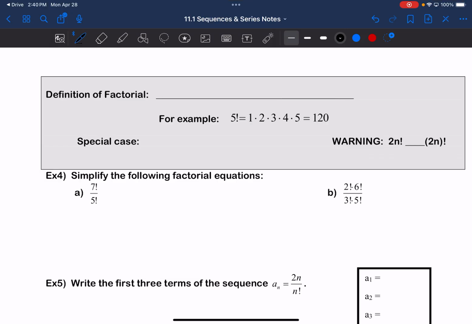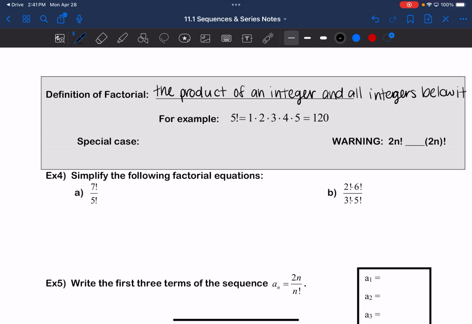So first of all, the definition of a factorial is that it is the product of an integer and all integers below it. So, for example, 5 factorial would be the product of 5 and all the numbers below it. So 1 times 2 times 3 times 4 times 5, right? And if you multiply all those terms together, you would get 120.